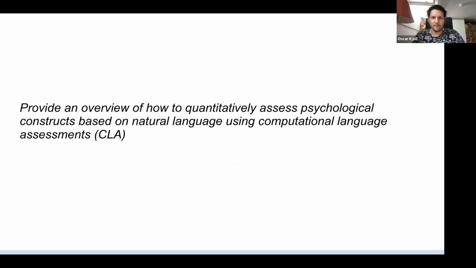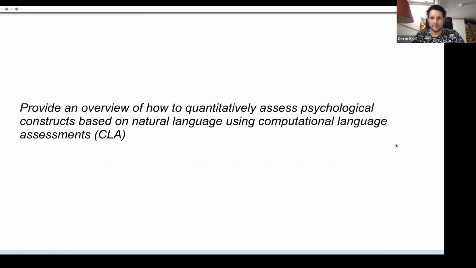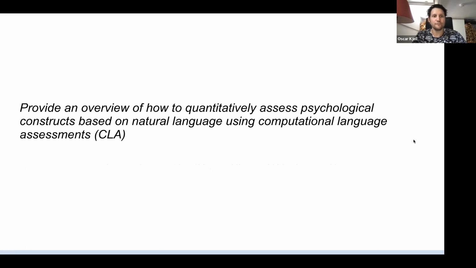Okay, so my aim of this talk today is to provide an overview of how to quantitatively assess psychological constructs based on natural language using what we call computational language assessments. And then in the end, I'm also going to provide some information about an R package that we've done where we provide these methods to social scientists and R users.